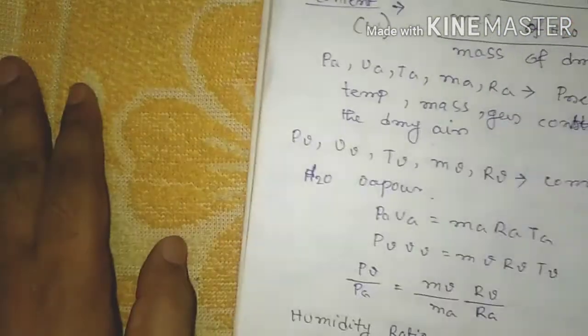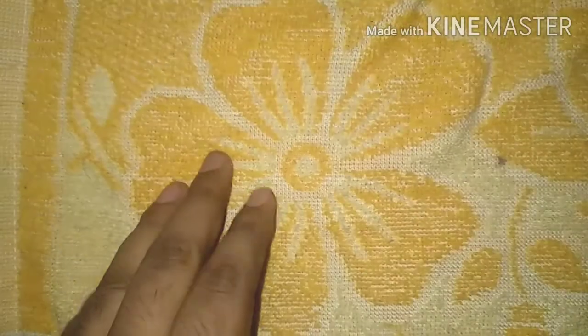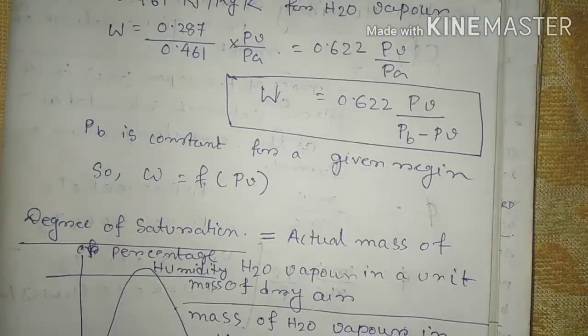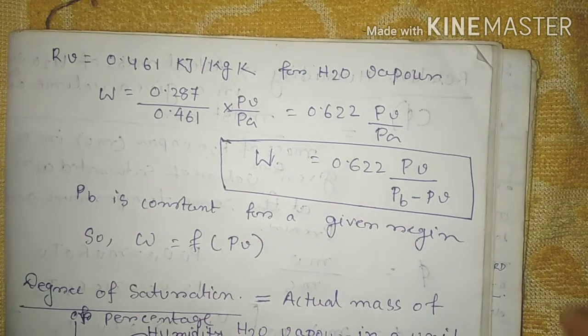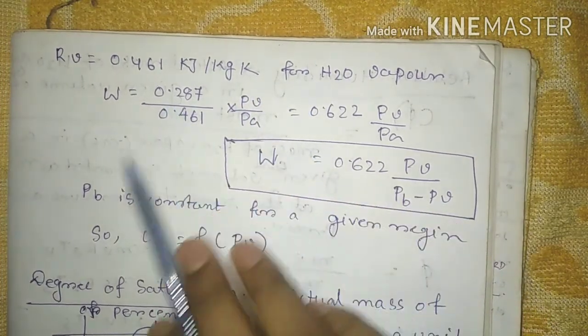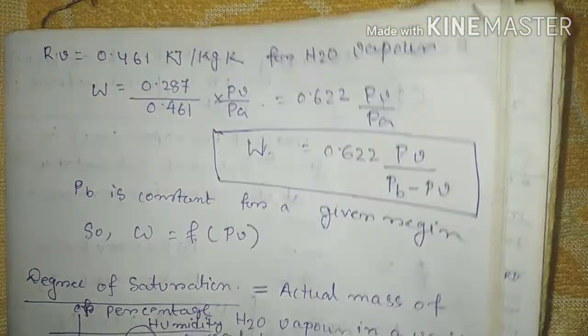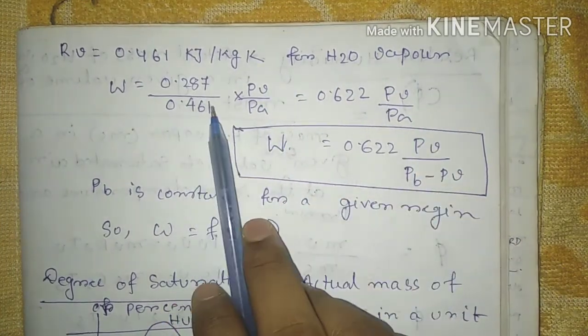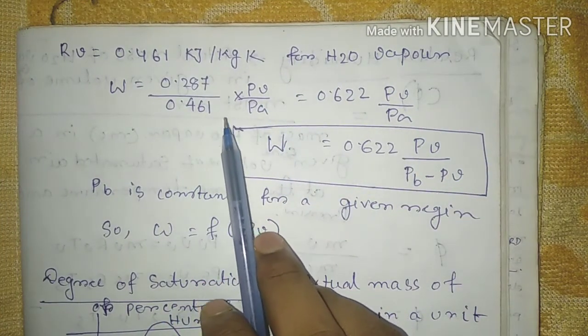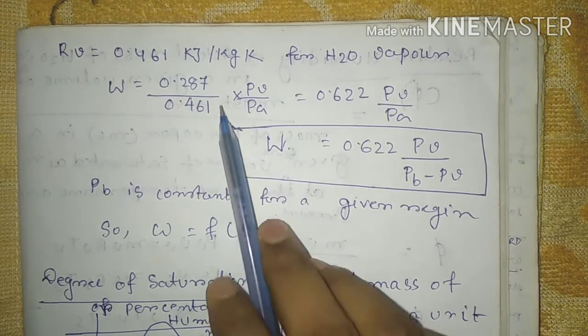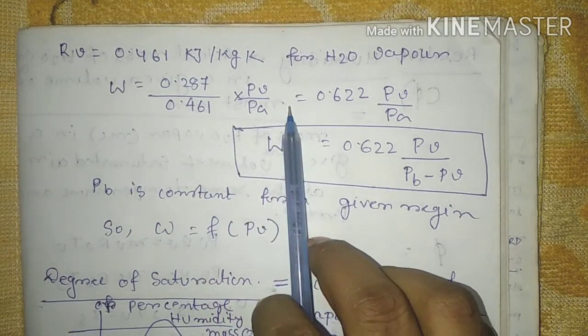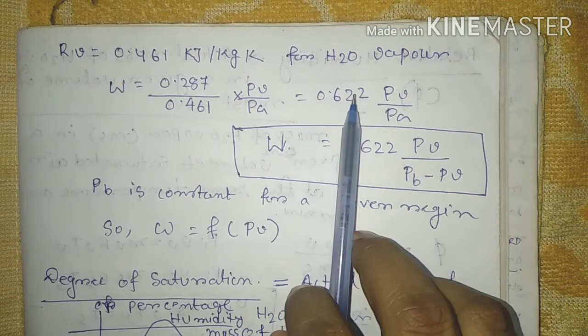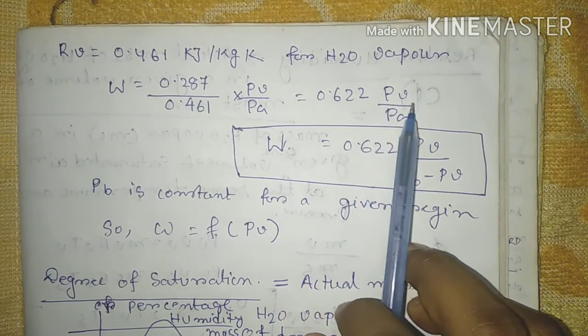And for water vapor, the value of R is 0.461 kilojoule per kg Kelvin. Now if you put these values in terms of RA and RV, the specific humidity will be equal to 0.622 PV by PA.